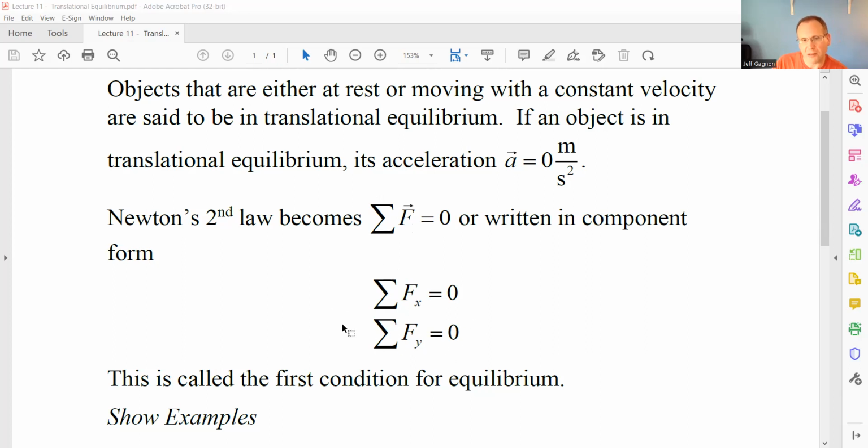And this set of equations right here is called the first condition for equilibrium. So if an object is in translational equilibrium, then this is true. The sum of the forces in each direction must equal zero. This is how we're actually going to solve the problem, by setting the forces in the x direction equal to zero and setting the forces in the y direction equal to zero. Okay, so let me do a couple of examples with this.